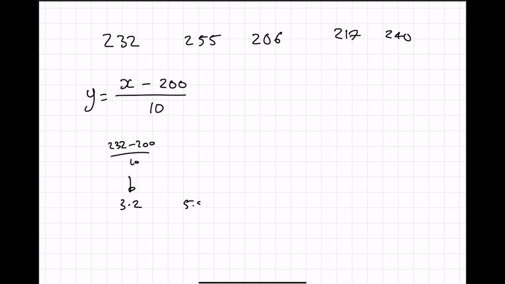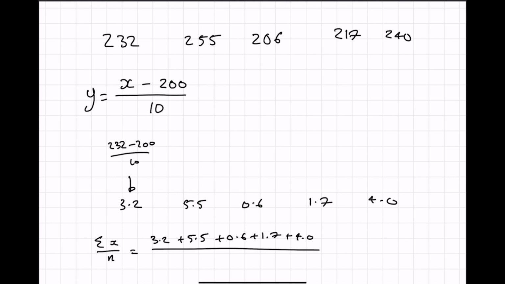If I do that for all these numbers, I get 5.5, then 6 over 10, that's 0.6, 1.7, and 4.0. So that's my coded data. Now that I've got that, can we use it to find the mean and the standard deviation of the coded data? Let's start off by trying to find the mean. The mean is just the sum of x over n. In this case, the sum of x is 3.2 plus 5.5 plus 0.6 plus 1.7 plus 4.0, all over 5, as there are only 5 numbers in total.